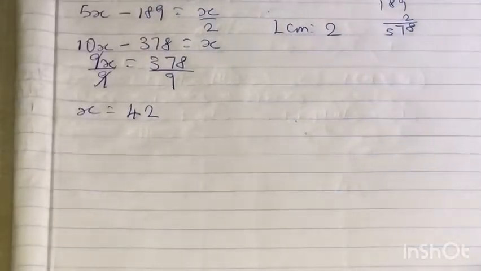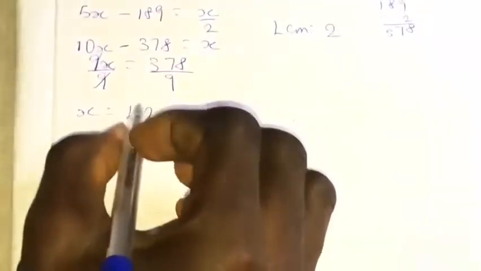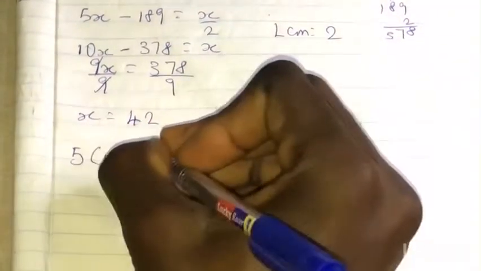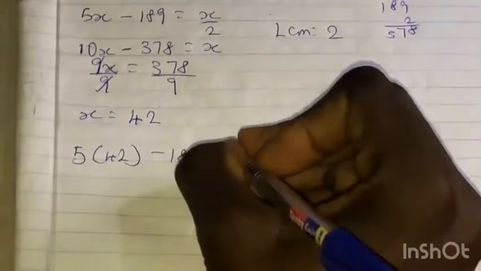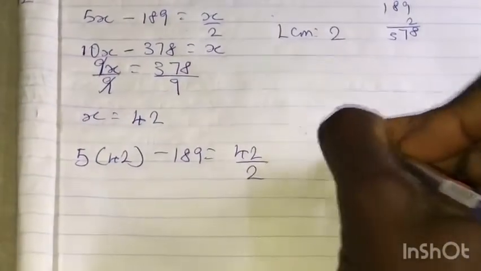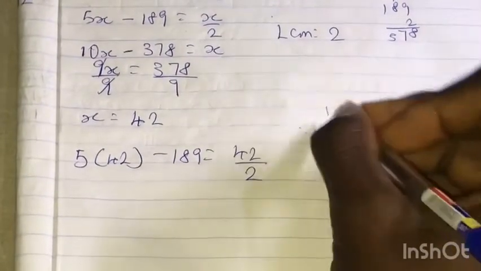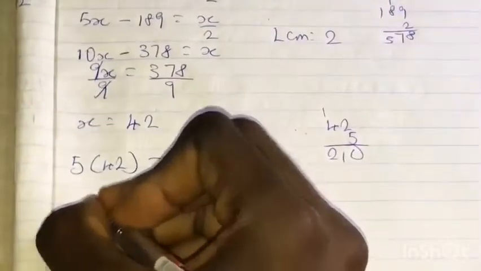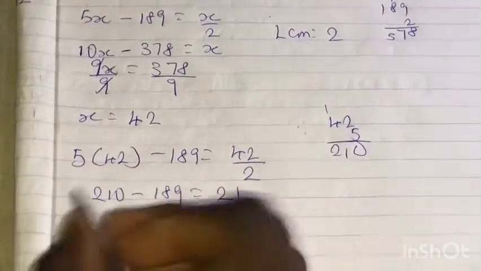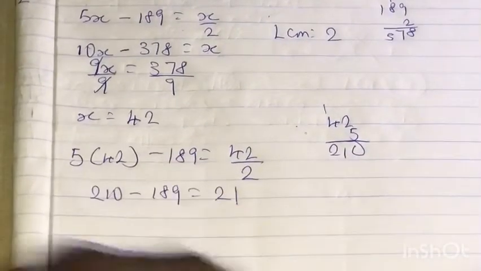If you want to confirm, let us slot in X to figure out whether it is correct or not. 5 in brackets 42 minus 189 is equal to 42 divided by 2. So it must be equal. 42 times 5 is 210. 210 minus 189 is equal to 21. You can see, if you press it in your calculator, you get the same. So therefore our answer is very, very correct.